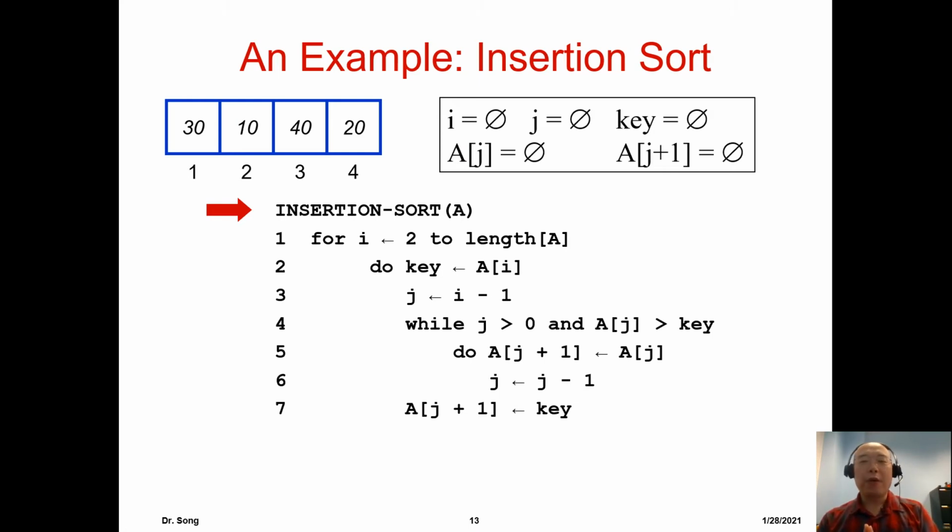Okay, let's continue our insertion sort. And we want to work on an example. The example is 30, 10, 40, and 20. So this is an unsorted list, and we want to sort that in place.